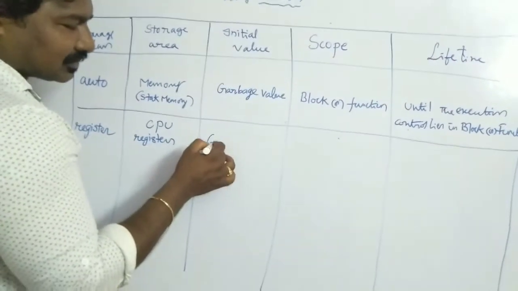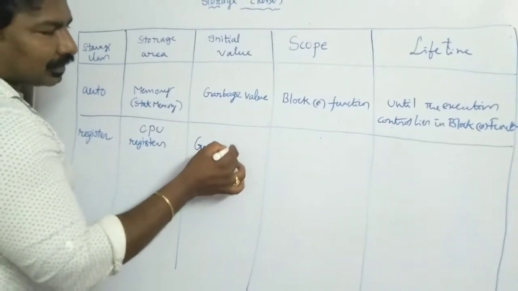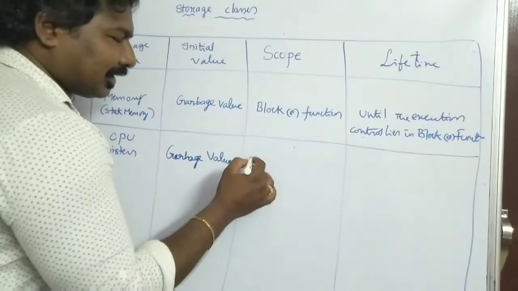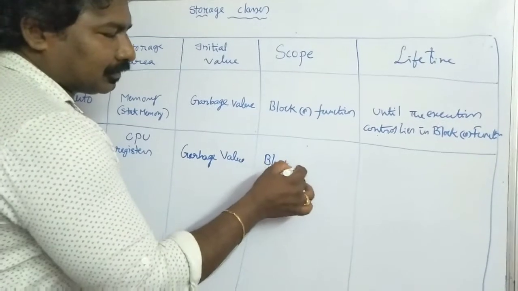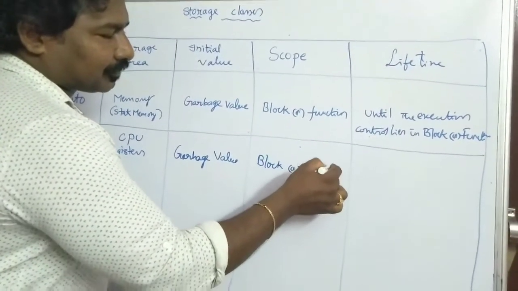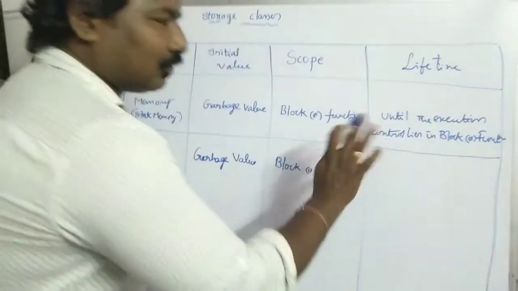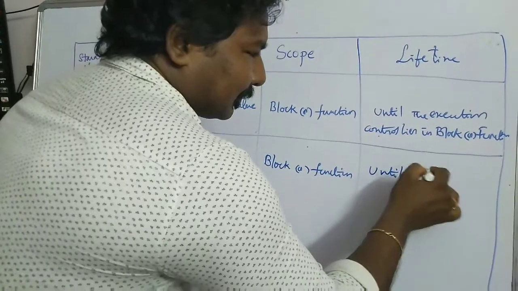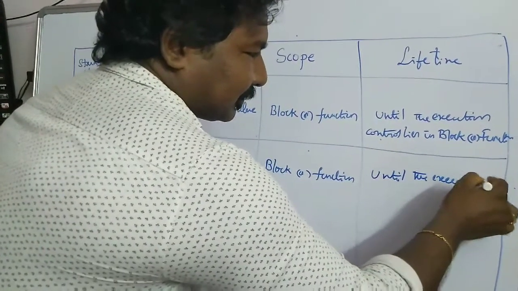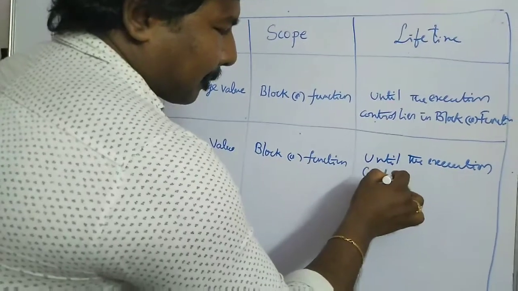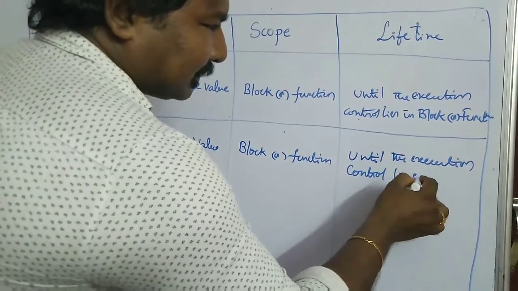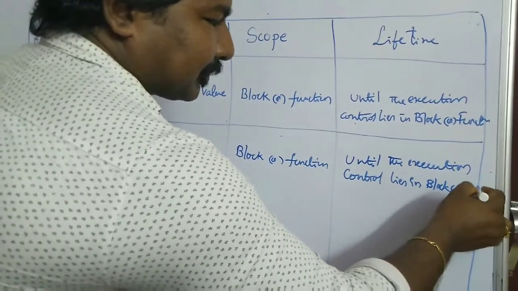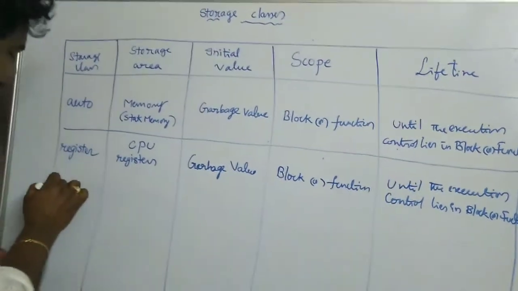What will be the initial value? Like the auto storage class, this will be a garbage value. What will be the scope? This is the same as auto, that is within the block or function. What is the lifetime? Same as auto, that is until the execution control lies in the block or function. Okay, so this is the register storage class.